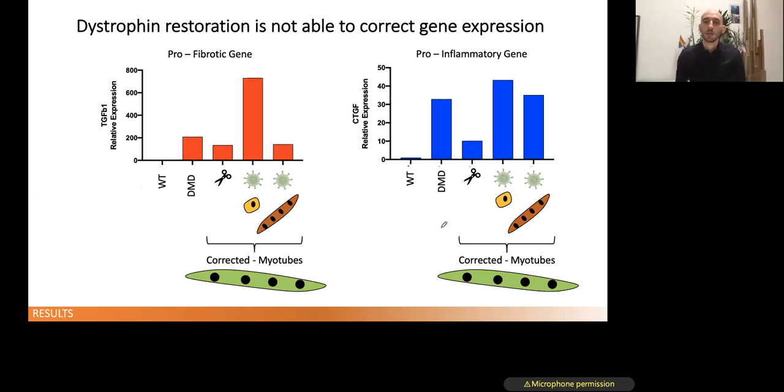However, when we check the expression of profibrotic genes such as TGF-beta1 and pro-inflammatory genes such as CTGF, that are both upregulated in the disease model, you can see here and here, in none of the corrected versions of the myotubes are we able to go back to similar levels seen in wild type situations, suggesting that even if we are able to restore dystrophin in the myotubes, we still have underlying pathogenic conformation of the genome that sustains this pathogenic expression of these genes.